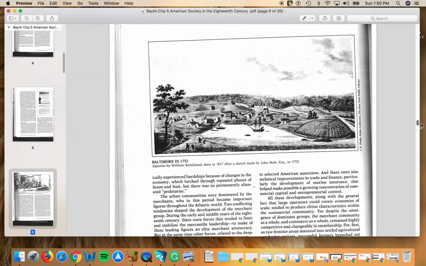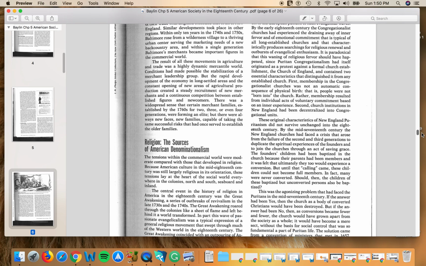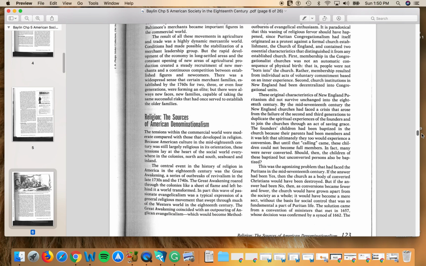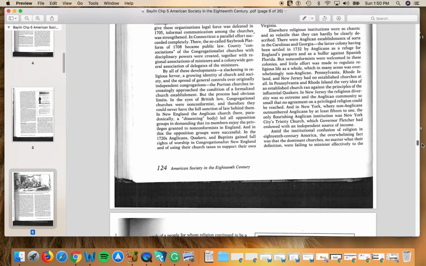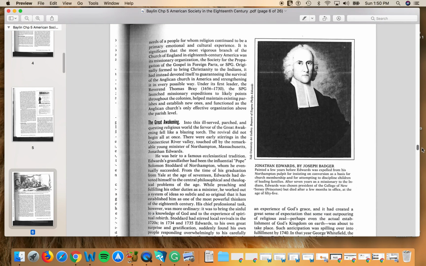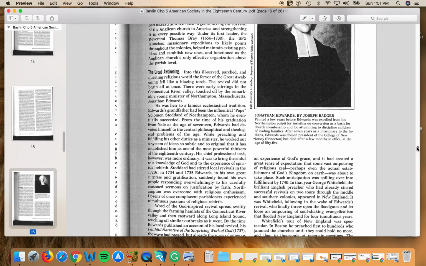And of course, commerce. America is becoming a super wealthy region. And of course, you're going to want to know about religion. And this is carrying over from the Puritans and the Pilgrims and Quakers. One area to key in on, of course, is the Great Awakening.